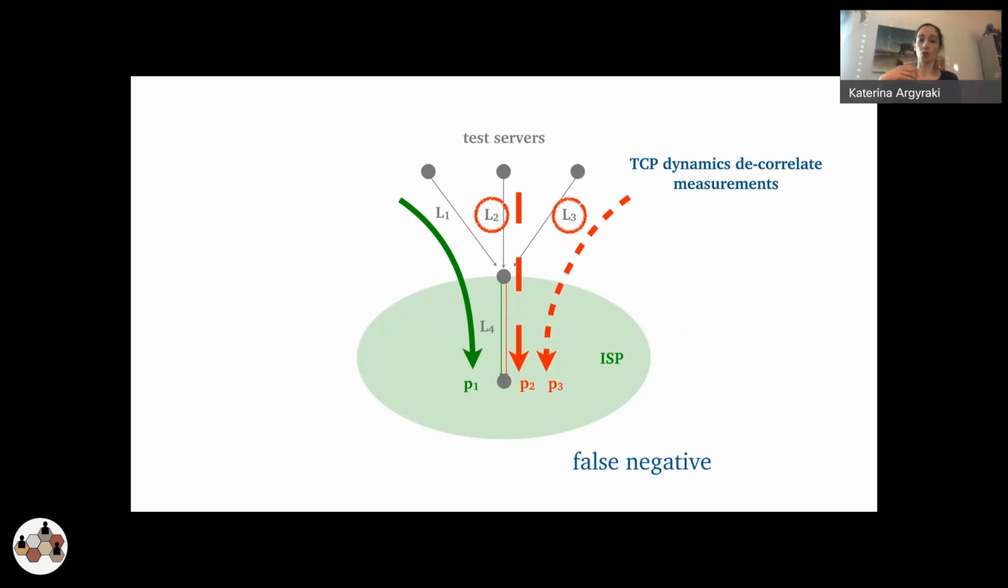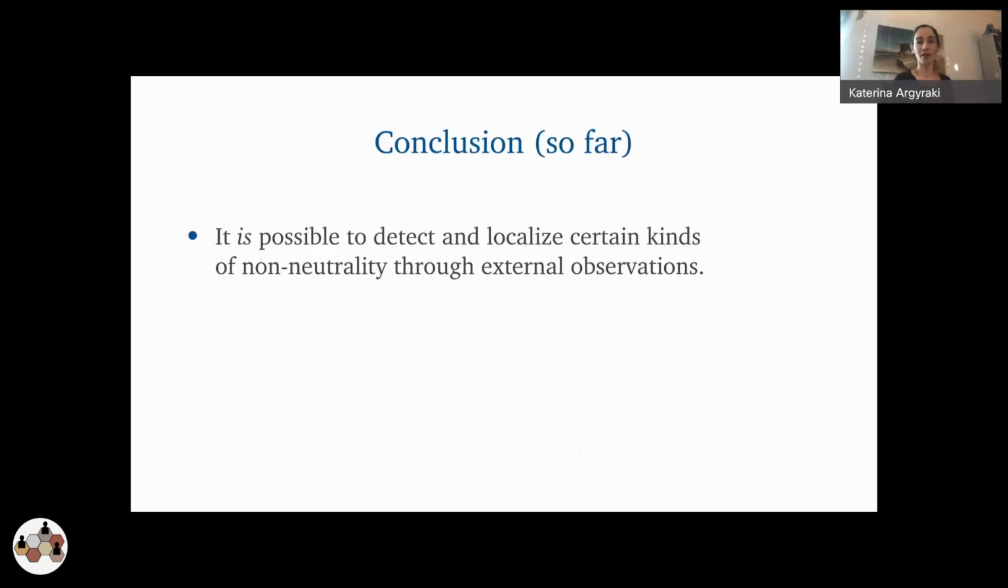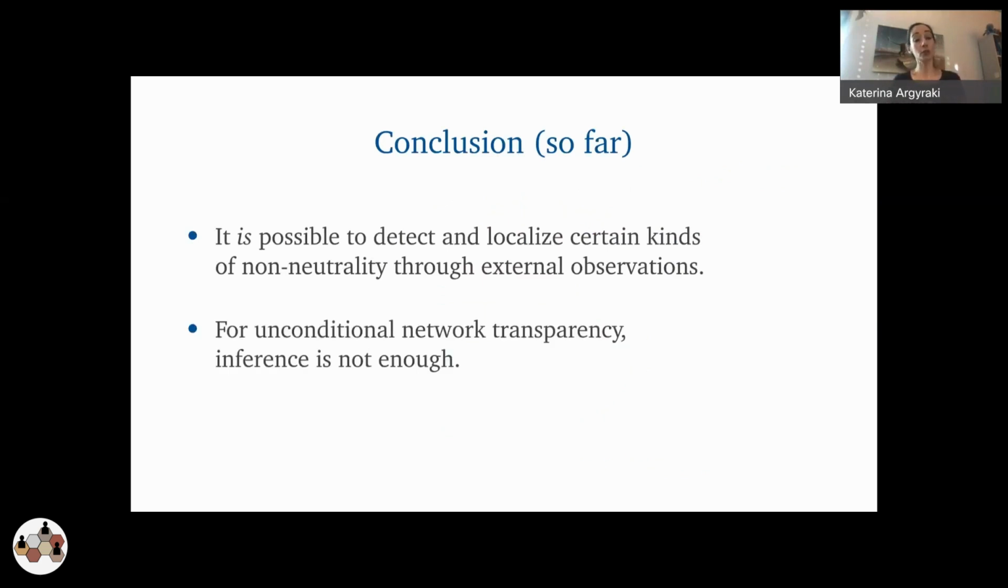So what we're trying to do now is build a solid argument for what the duration of these experiments needs to be. How long do we need to observe the network in such a setup to build a target confidence in our conclusion that the network is not neutral? I will stop talking about this topic here. A conclusion is that it is possible to detect and localize certain kinds of non-neutrality through external observations, but for unconditional network transparency, inference is not enough.